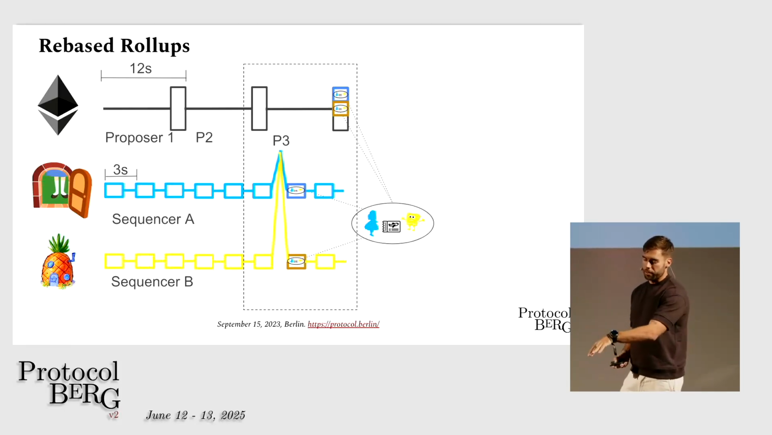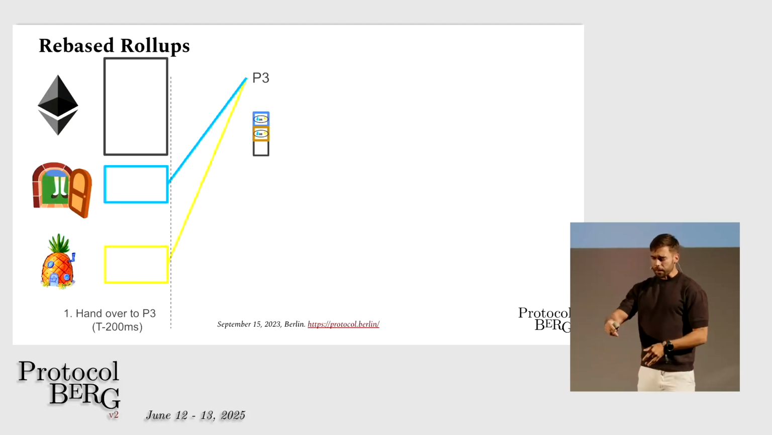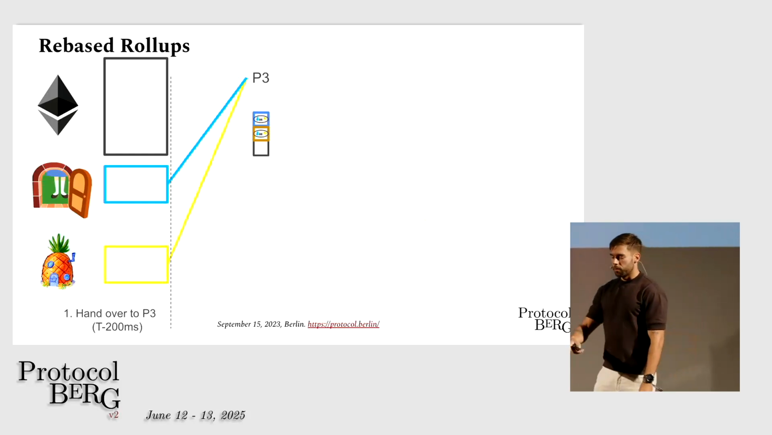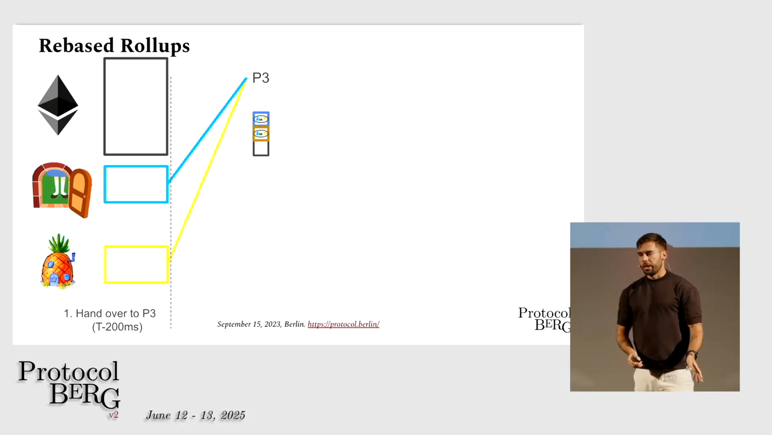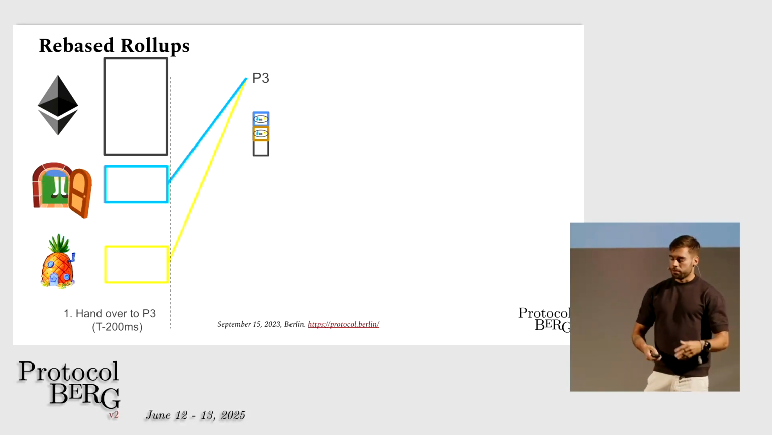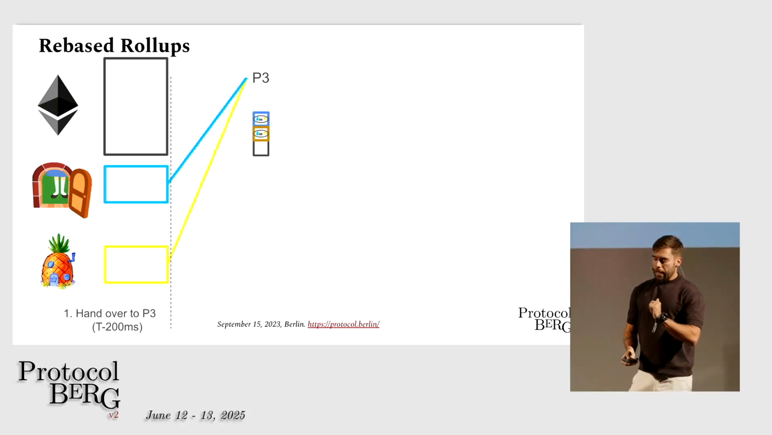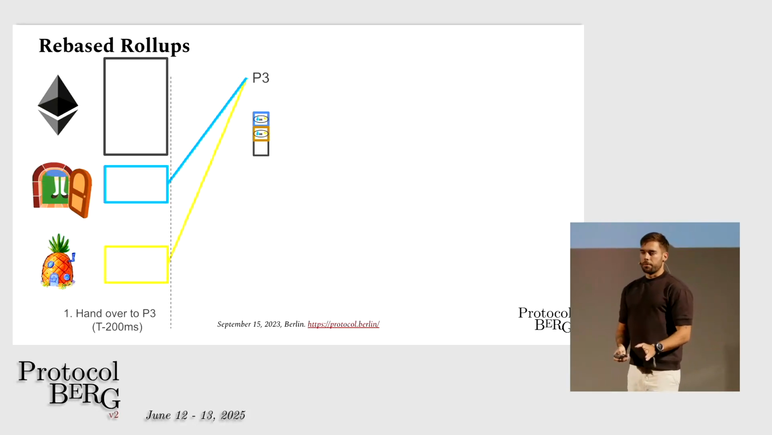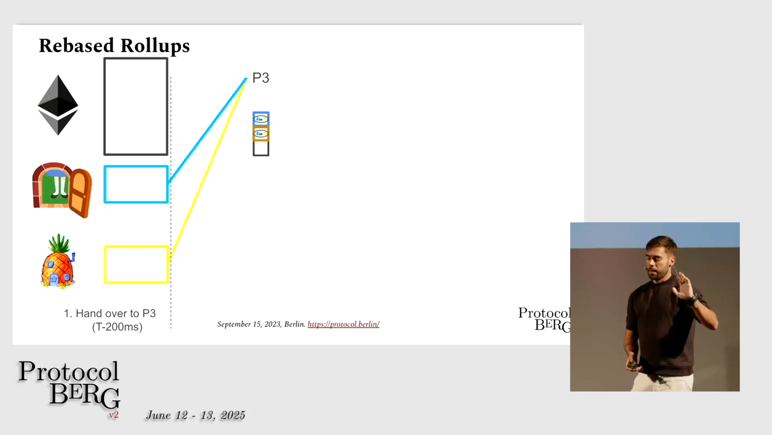But let's zoom in on what happens here. So suppose at time t, the next Ethereum slot is going to start. So imagine they have direct communication with this L1 proposer through some RPC endpoint or whatever. And 200 milliseconds before the beginning of the slot, they directly tell the L1 proposer, you're going to build the next block for us.